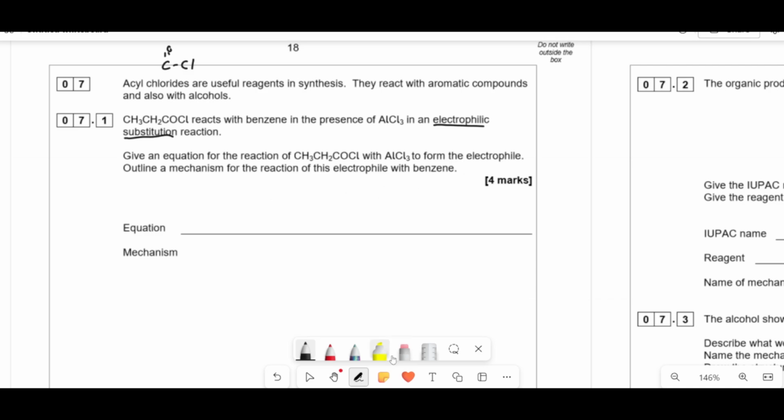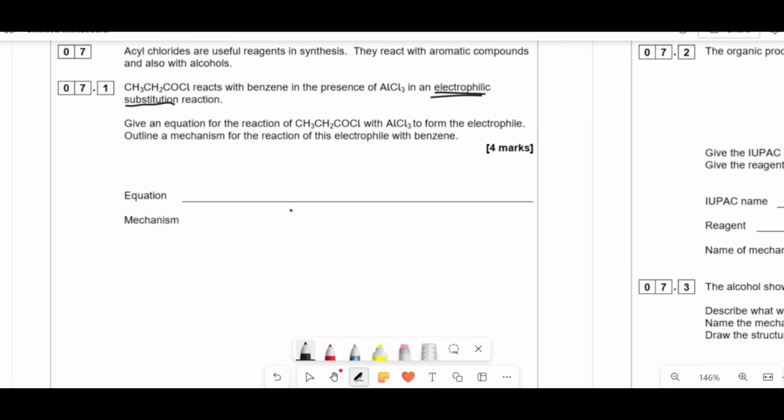So it's electrophilic substitution. An electrophile is something that is attracted to electrons, and the electrons it's going to go for are in the benzene ring. And substitution means it's swapping for something, and it's going to swap for a hydrogen in there. So first of all, it says outline the mechanism for the reaction with this to form an electrophile. So what we do is we have our CH3CH2COCl. Always write down what you know first. The question's told you that it will react with AlCl3 to eventually give you an electrophile.